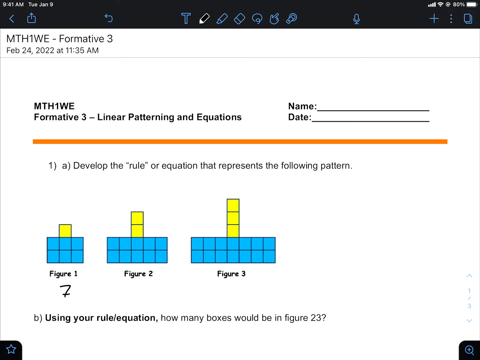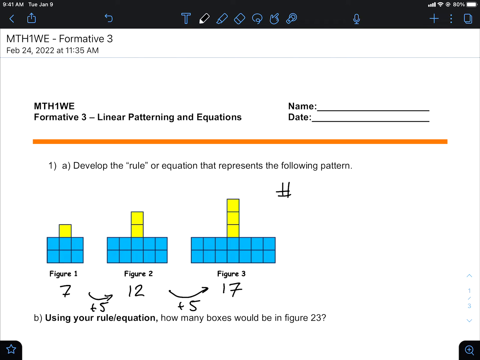Figure 2, on the other hand, has 2 times 5, so 10 blue boxes and 2 yellow boxes. So that's going to be 12. For figure 3, we've got a total of 2 times 7, so 14 blue boxes and 3 yellow. So that means we've got 17 boxes total. What this means is that every time we increase the term number, we're adding 5.